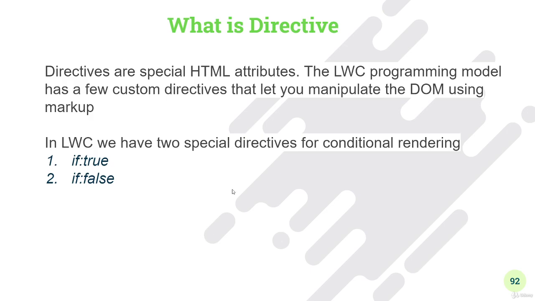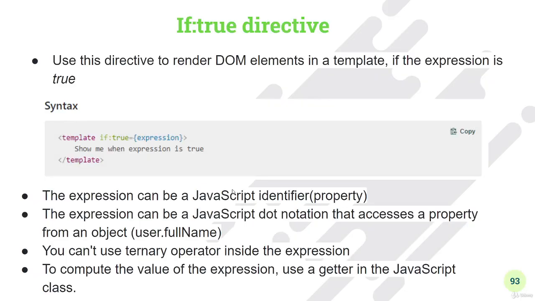Let's first understand the if:true directive. We use this directive to render the DOM element in the template if the expression is true. DOM is nothing but your HTML tree. If you want to hide and show some text on the screen, we use this directive, if:true. Directives are always used with the template tag. Just remember this. Directives are the HTML attributes that give you the superpower to play with your HTML.